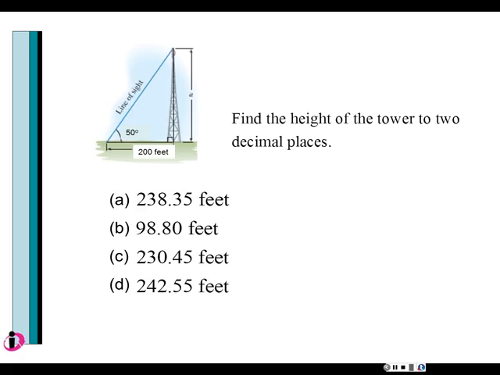What is the right answer? So everyone has A, 238.35 feet. So you will just do 200 times tangent 50, and you will have your answer. Okay. So that's the end of section 4.8.